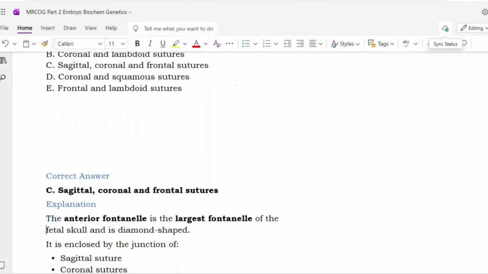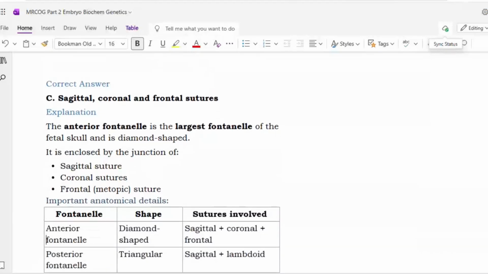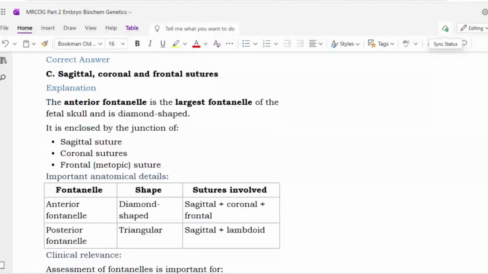Correct. See, the anterior fontanelle is the largest fontanelle of the fetal skull and is diamond shaped. It is enclosed by the junction of the sagittal suture, coronal suture, and frontal suture. So the anterior fontanelle is diamond shaped, sagittal plus coronal plus frontal. The posterior fontanelle is triangular. It is sagittal plus lambdoid.